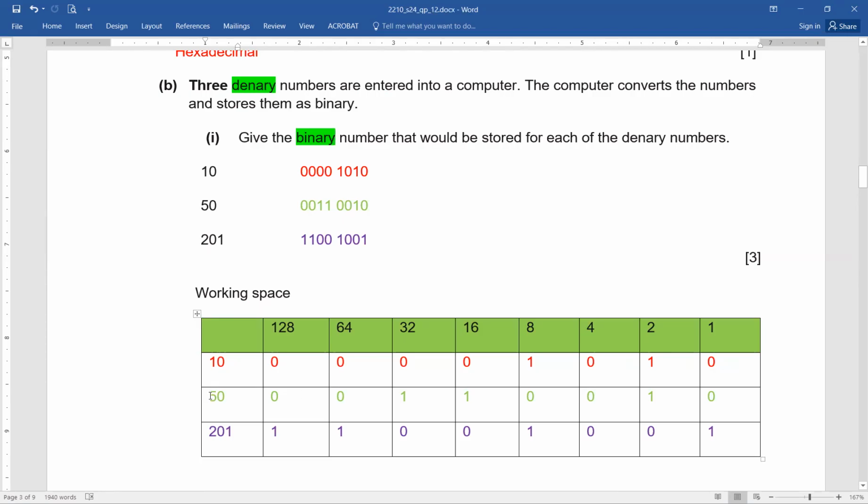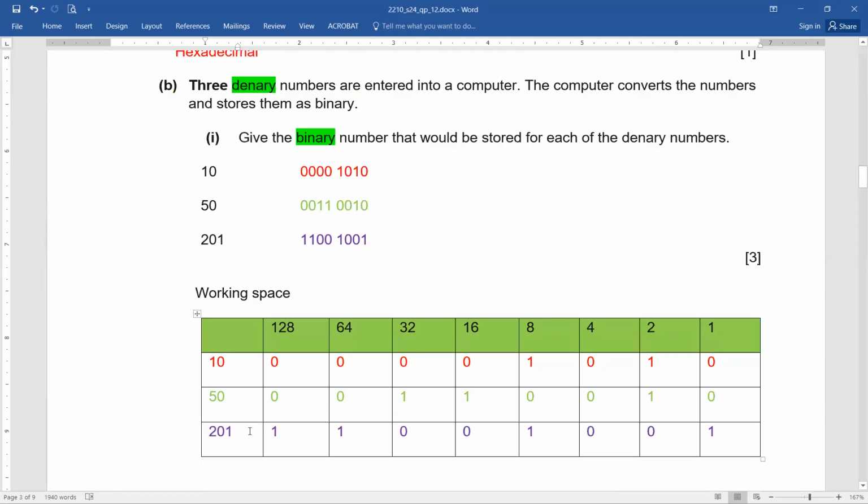For 50, you can see 64 definitely will be off, 128 will be off, 32, 16, and 2. Because 32 and 16 makes what? I think we have learned the shorter methods of remembering, isn't it? 32 and 16 is 48. So I hope that we remember that. So 48 plus 2 is going to be 50. So simple. Still, if you are confused, you can just add them also.